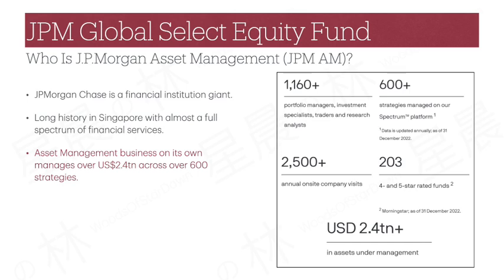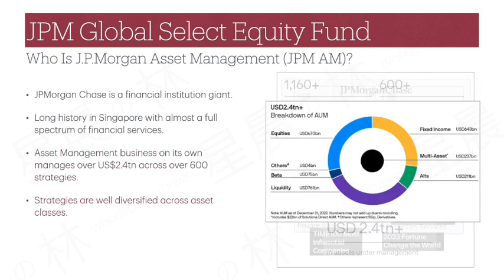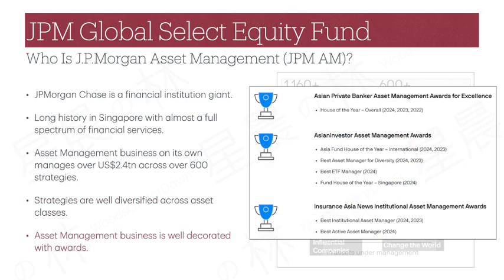JPMAM today has over 1,160 specialists, covering over 600 strategies, though the funds available to Singapore retail investors are a small subset of that, as many of the strategies are catered for institutional and sophisticated investors. The strategies managed by JPMAM are well diversified across different asset classes, which serves to evidence that the firm is ambitious and capable to create and provide investment solutions of all types to cater to investor needs. This also translates to a well-decorated wall of awards for JPMAM.